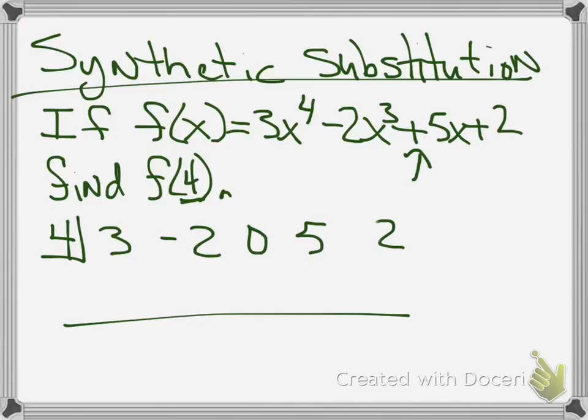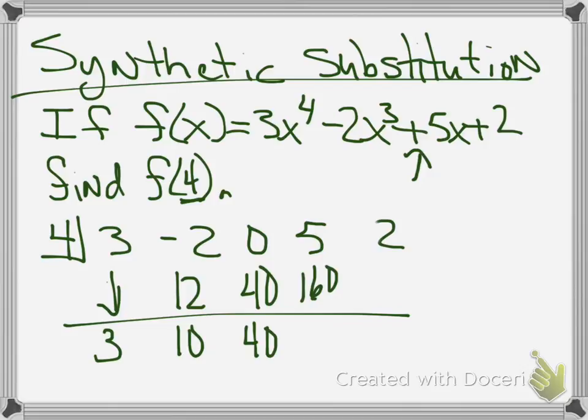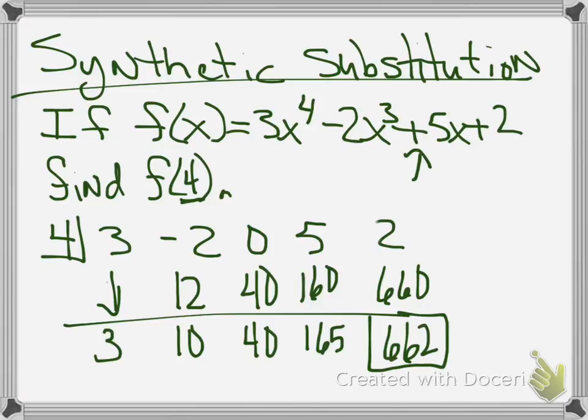So we start off like we normally do. Bring down the 3. 3 times 4 is 12. 12 minus 2 is 10. 10 times 4 is 40. 40 plus 0 is 40. 40 times 4 is 160. 160 plus 5 is 165. 165 times 4 is 660. Plus 2 is 662. So what does that mean?